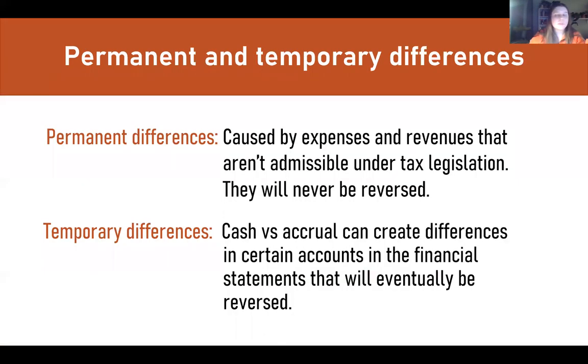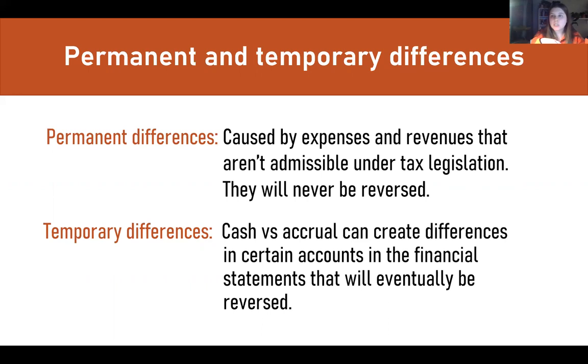So that leads us to two types of differences. There's the permanent differences and the temporary differences. The permanent differences are caused by the expenses and revenues that aren't admissible under the tax legislation. So that's what I was just talking about, like the golf and meals and entertainment expenses. Those are never included in your taxable income. The temporary differences are the differences that are caused because of the difference in cash versus accrual. So like the paycheck example, that's the temporary differences.